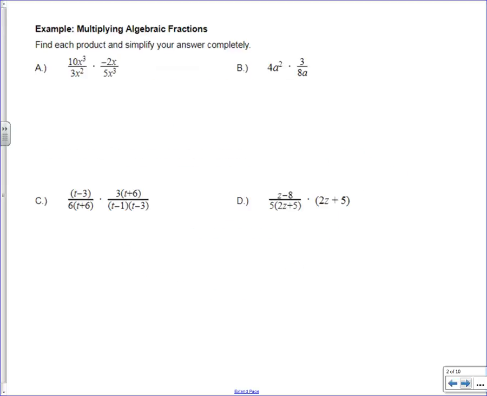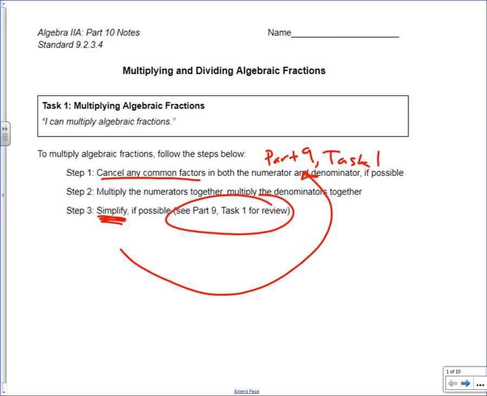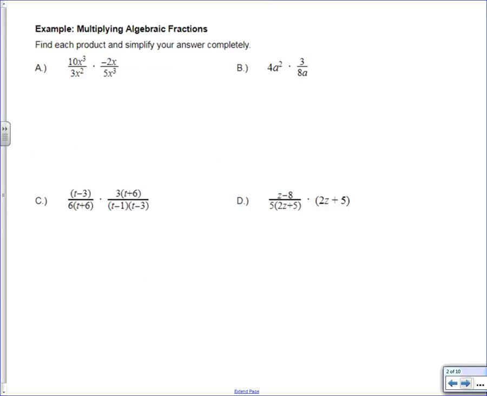So, how does this work? Example, multiplying algebraic fractions. Well, that looks complicated. All those x's, all those numbers. Well, what are we going to do? What does it say? Cancel any common factors. Well, we could do that. Or some people find it easier just to skip to step 2 and then simplify. So I'm just going to multiply straight across.